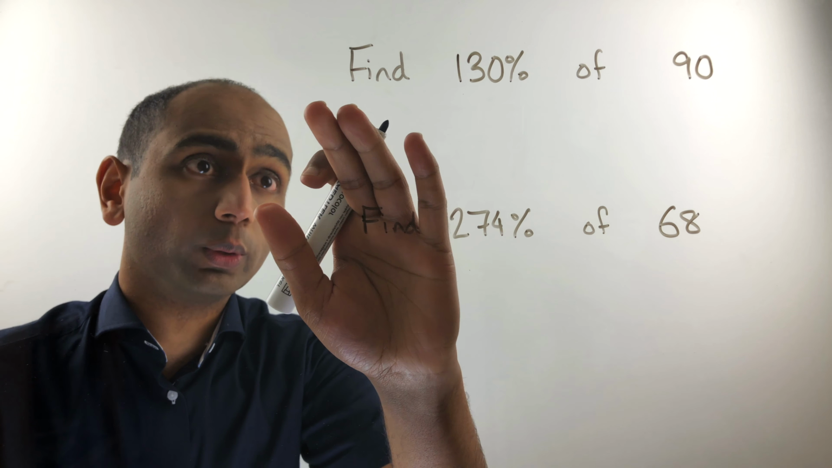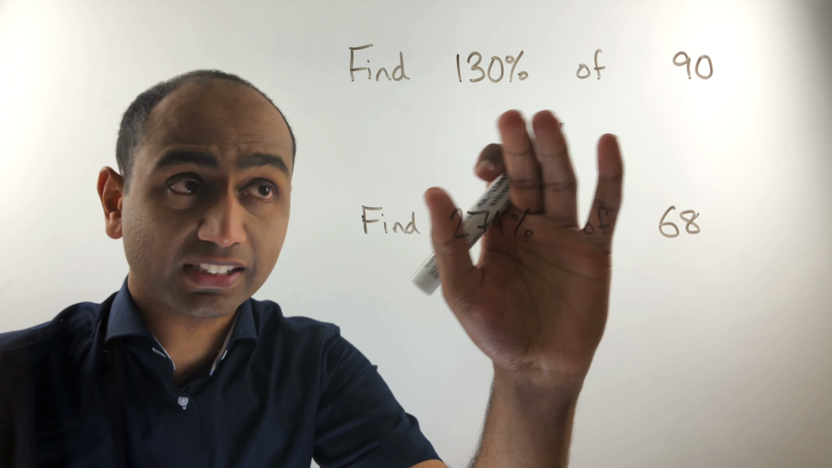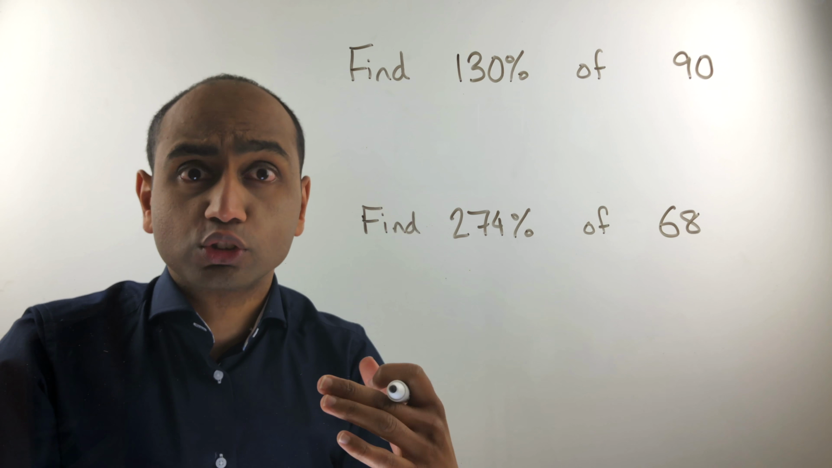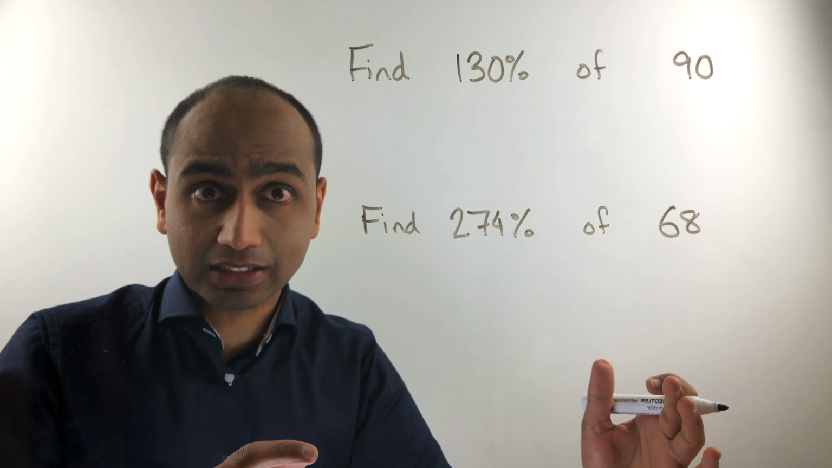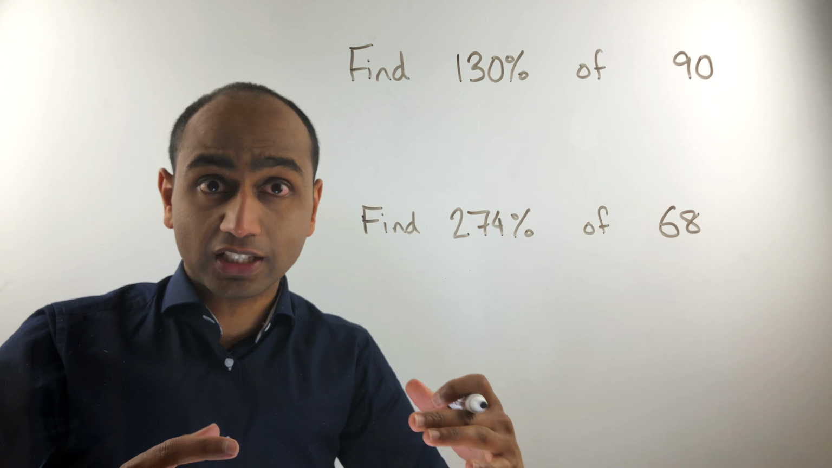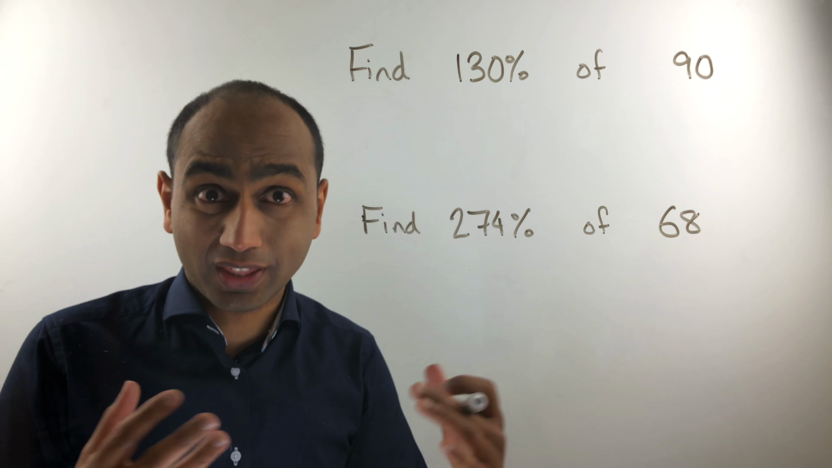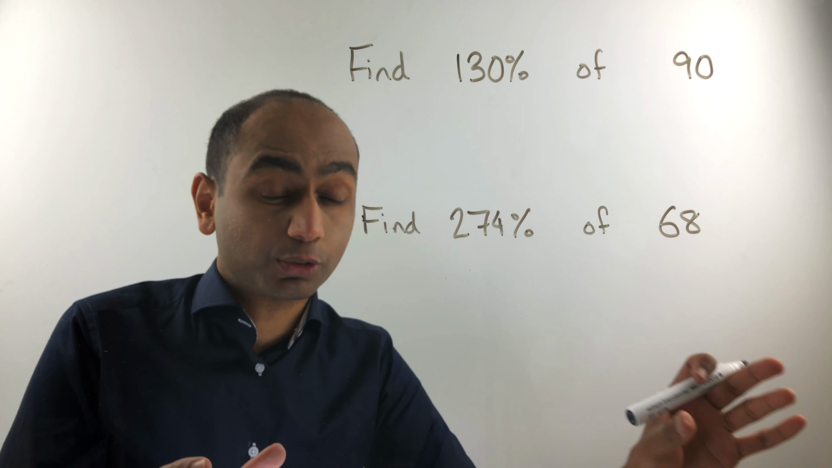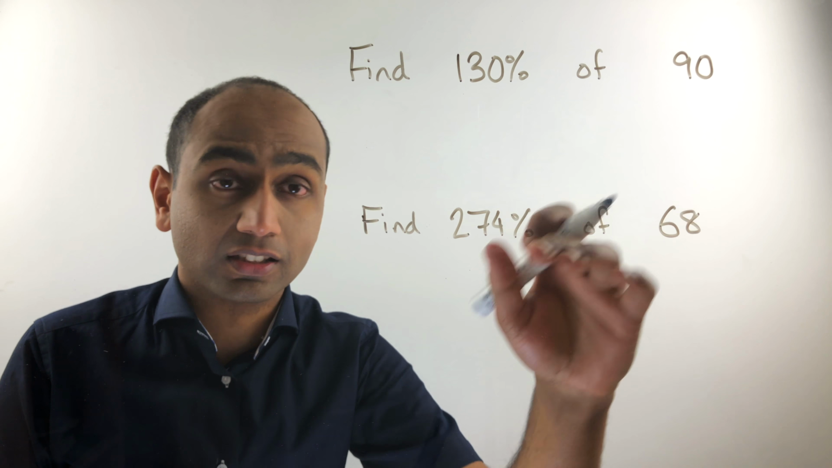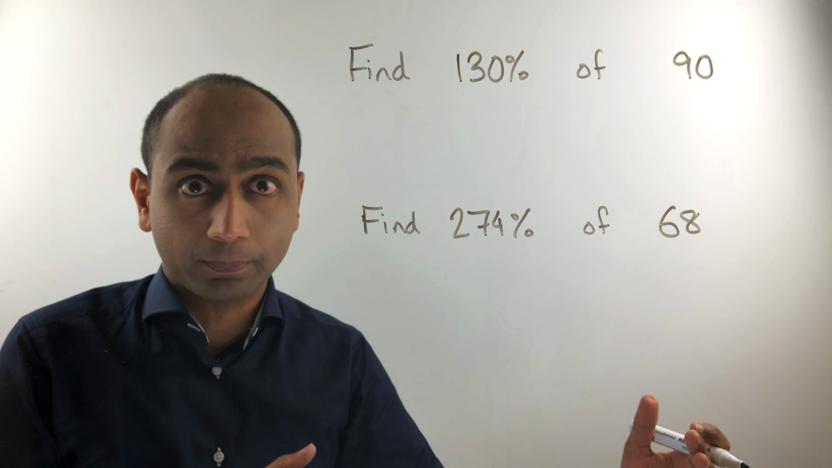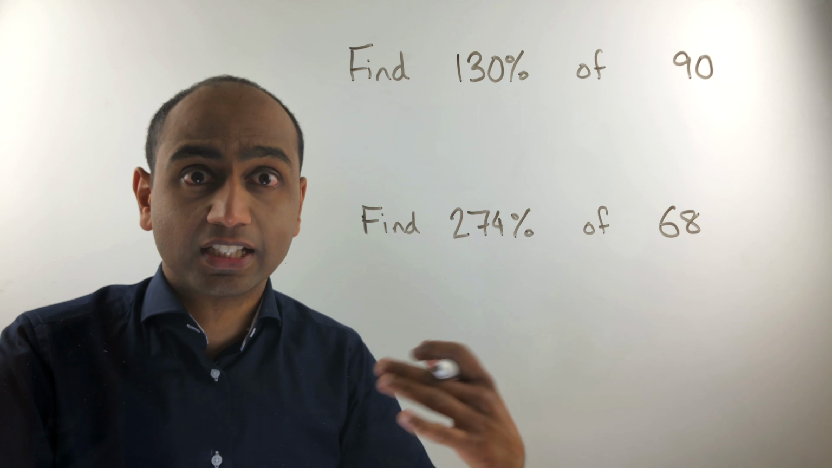In this example, we want to find 130% of 90. Now stop and think for a moment. We are looking for something that is bigger than 100% of 90. We want 130% of 90. So that's like having 90 and having an extra 30% of 90 on top. So we should expect an answer for this that is greater than 90. Let's see how it works with decimal multipliers.